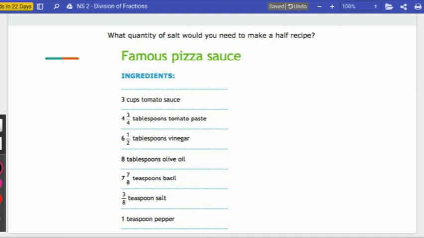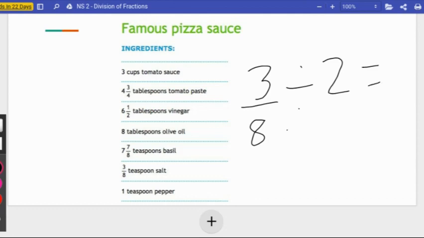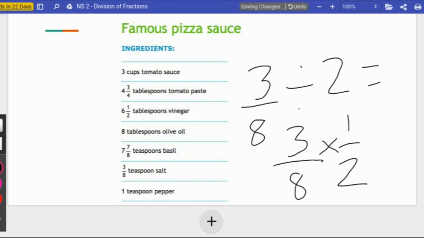So what quantity of salt would you need to make half a recipe? So the amount of salt I need for the full recipe is 3/8 of a teaspoon, but I'm going to divide it in half. So when I rewrite that, I can't change how much salt I need, change to multiplication, and use the reciprocal. It doesn't look like I can simplify first, so I'm just going to go ahead and multiply, and I get 3/16. I would need 3/16 teaspoons of salt.